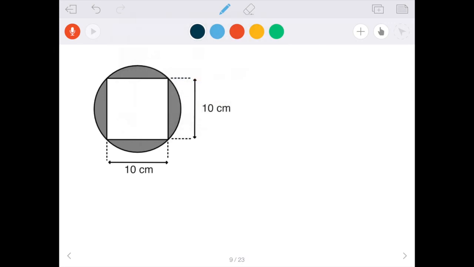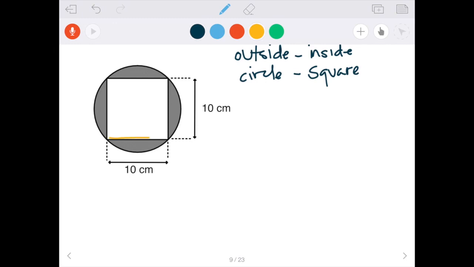All right, so outside minus inside. Our outside shape is a circle. Our inside shape is a square. And I know it's a square because I can see that this is 10 and this is 10. So squares have the same side length on all sides. So circle, pi r squared is the area of a circle. Square, length times width, same thing as a rectangle.